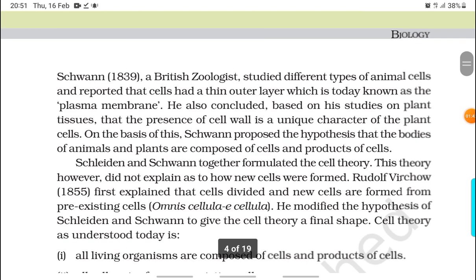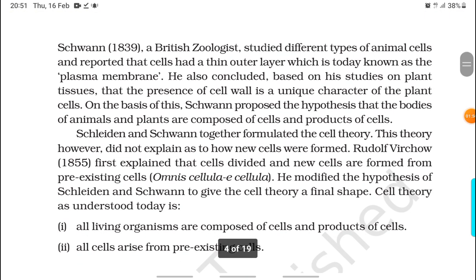He also concluded, based on his studies on plant tissues, that the presence of a cell wall is a unique character of plant cells. On the basis of this, Schwann proposed the hypothesis that the bodies of animals and plants are composed of cells and products of cells. Schleiden and Schwann together formulated the cell theory. This theory, however, did not explain how new cells were formed.